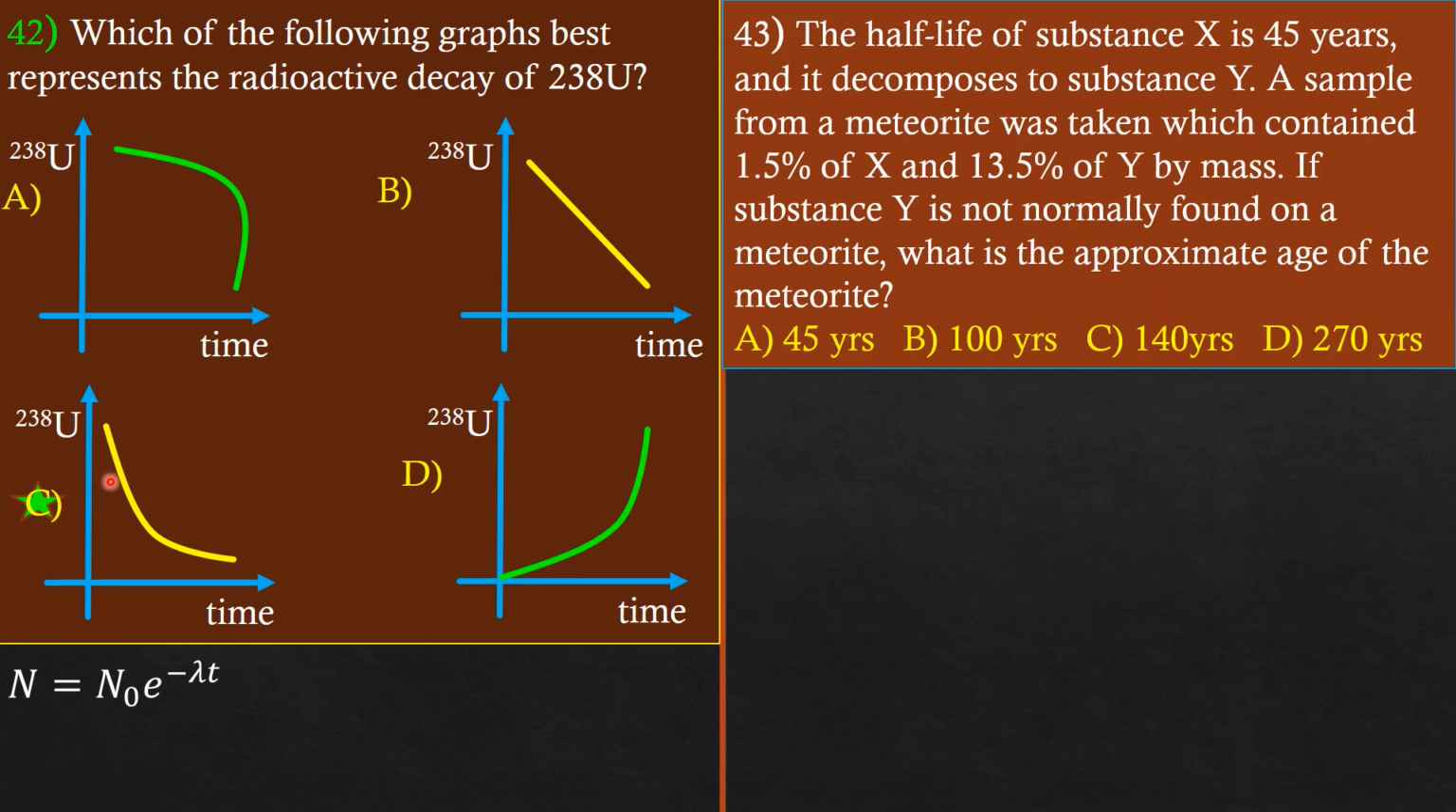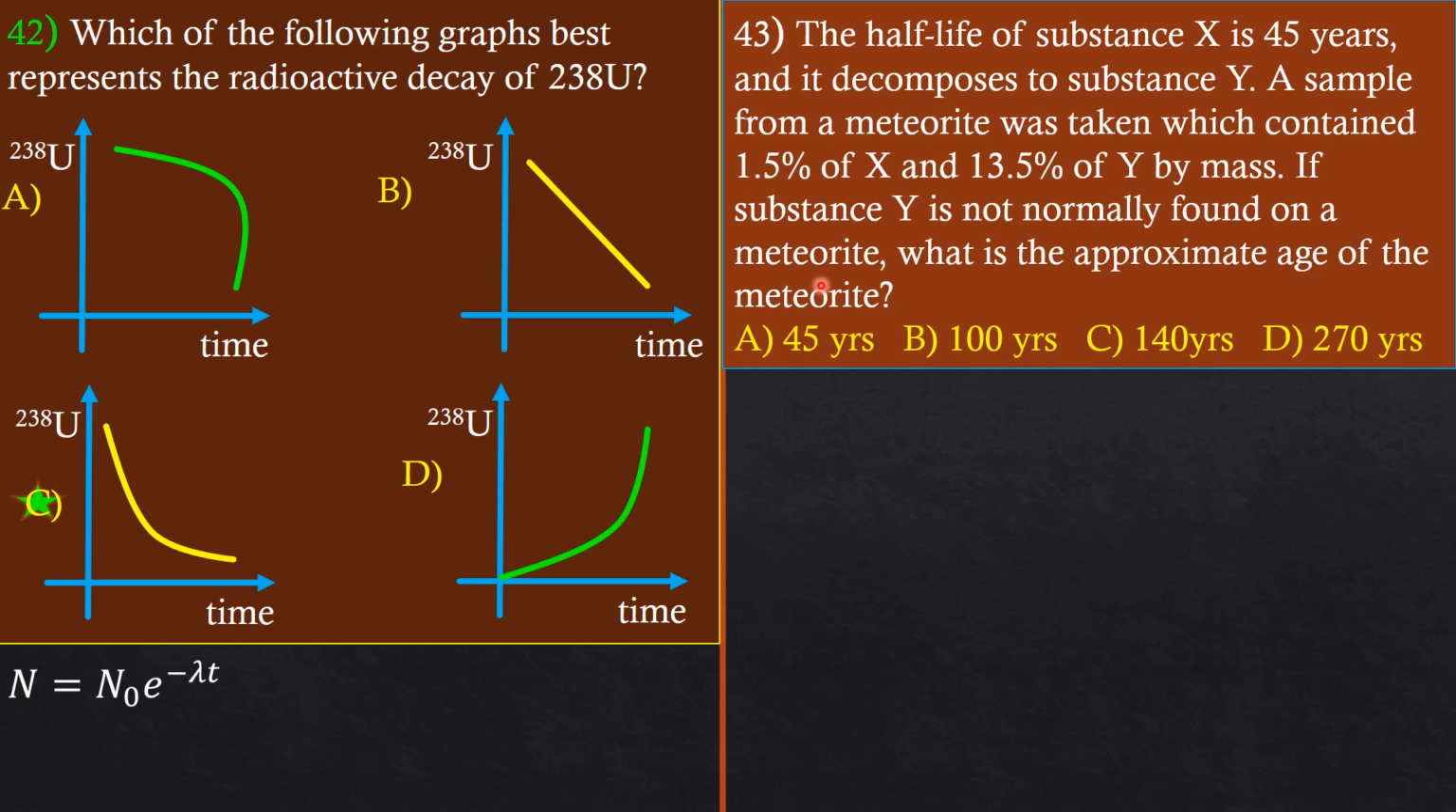Okay, question 43 is that the half-life of a substance X is 45 years and it decomposes to substance Y. A sample from a meteorite was taken which contains 1.5% of X and 13.5% of Y by mass. If substance Y is not normally found on a meteorite, what is the approximate age of the meteorite?